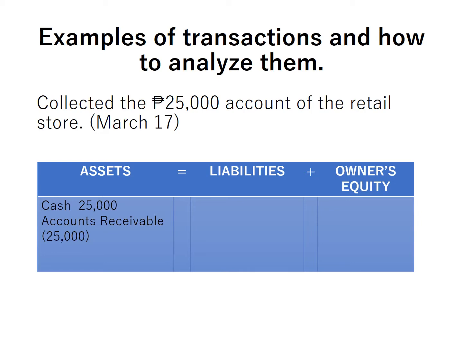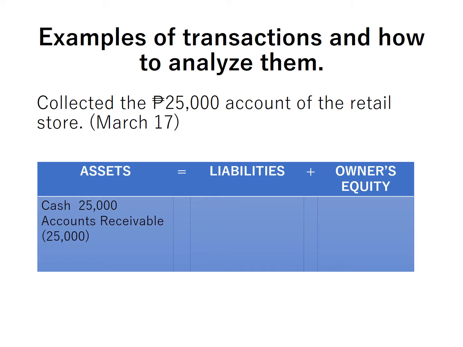So what is the effect of the transaction to cash? Cash is increased by 25,000 pesos because there's a collection for the same amount. Accounts receivable is decreased. Every time a business collects an accounts receivable, the accounts receivable is decreased. When accounts receivable is collected, there is no more receivable.